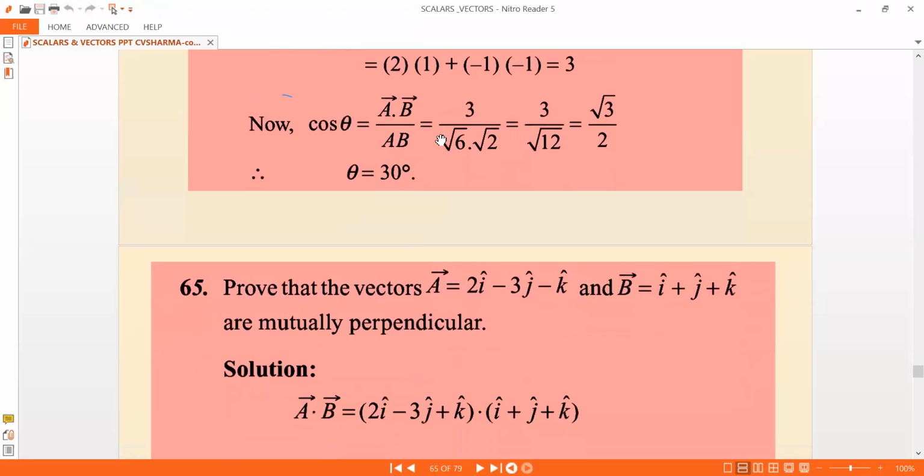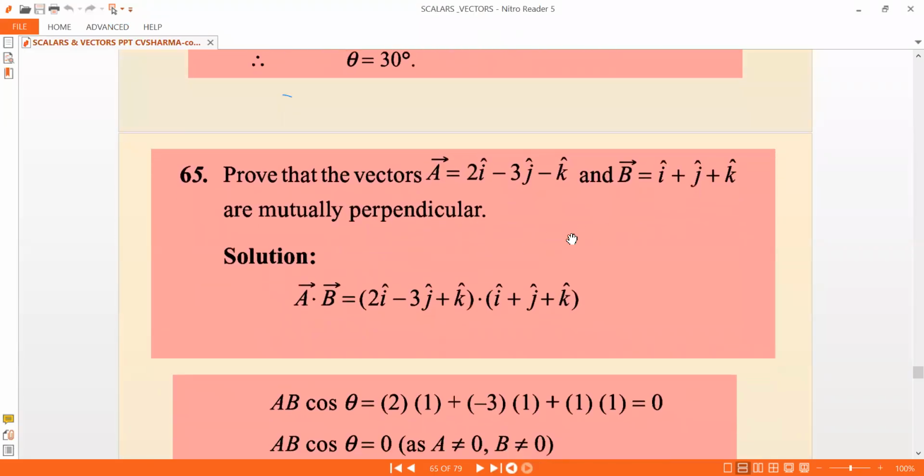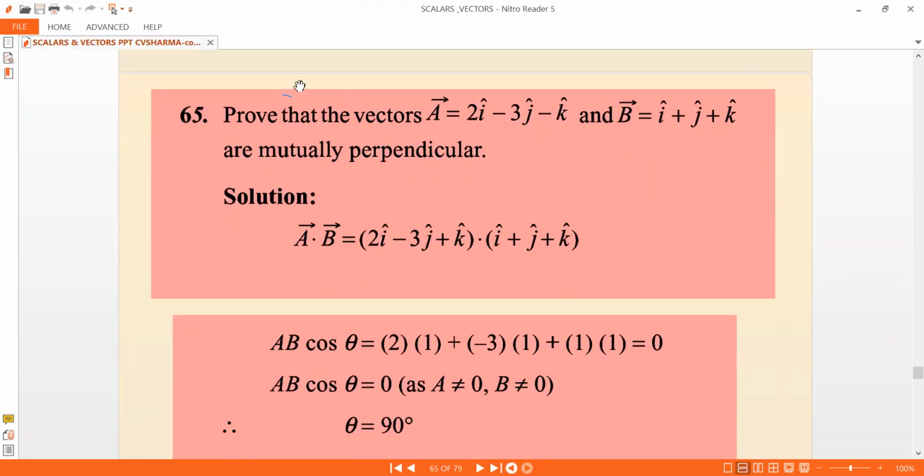Now let us move on to another problem. Prove that the vectors are mutually perpendicular. If you have to prove the vectors are mutually perpendicular, simply what you have to find is the dot product. Show the dot product is equal to 0. So let us work out a bar dot b bar. We have to show it is equal to 0.